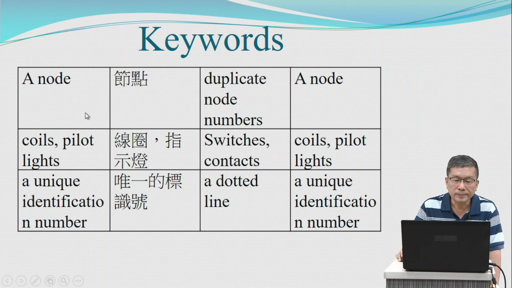A note. Duplicate note numbers. Coils, pilot light, switches, contacts. A unique identification number. A dotted line.